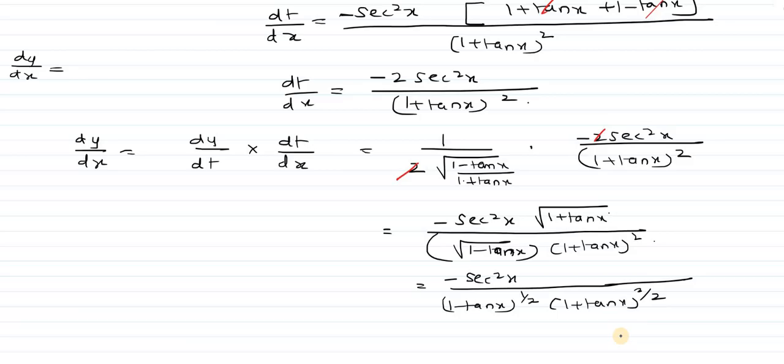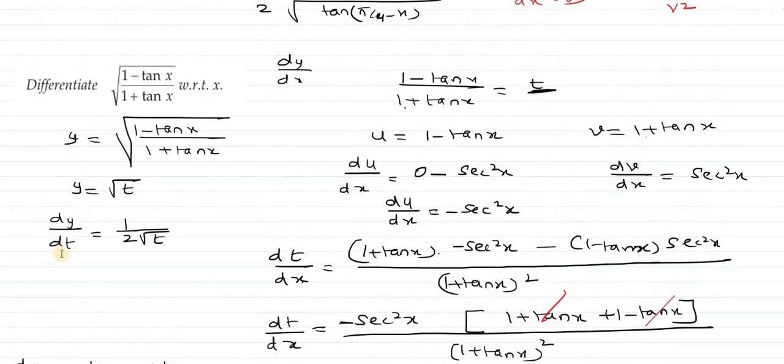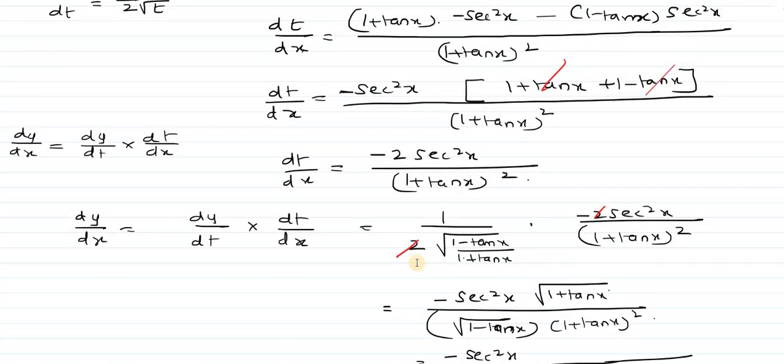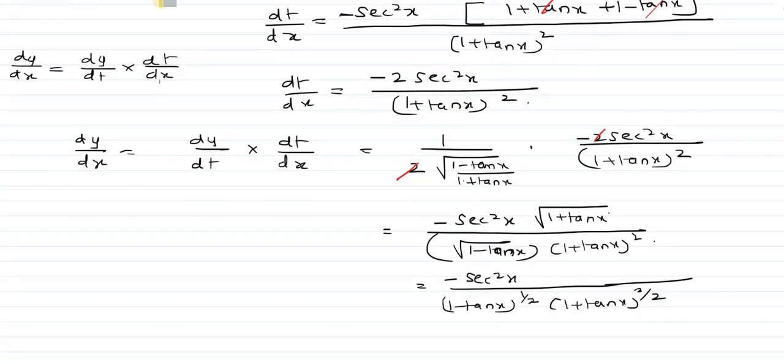Okay, so what is it? dy by dt into dt by dx. Can I write? So already we found dy by dt in the first step. dy by dt is 1 by 2 root t, correct? What is root t? t is 1 minus tan x by 1 plus tan x. So root t value you can substitute here. That's what I have done. Next part is what? dt by dx, we found it here. Correct?